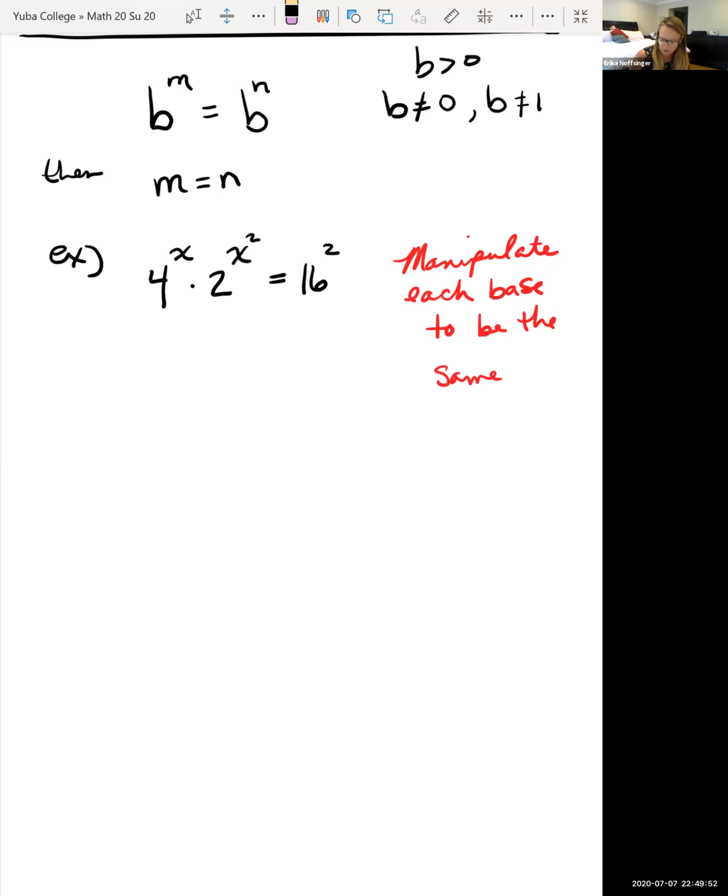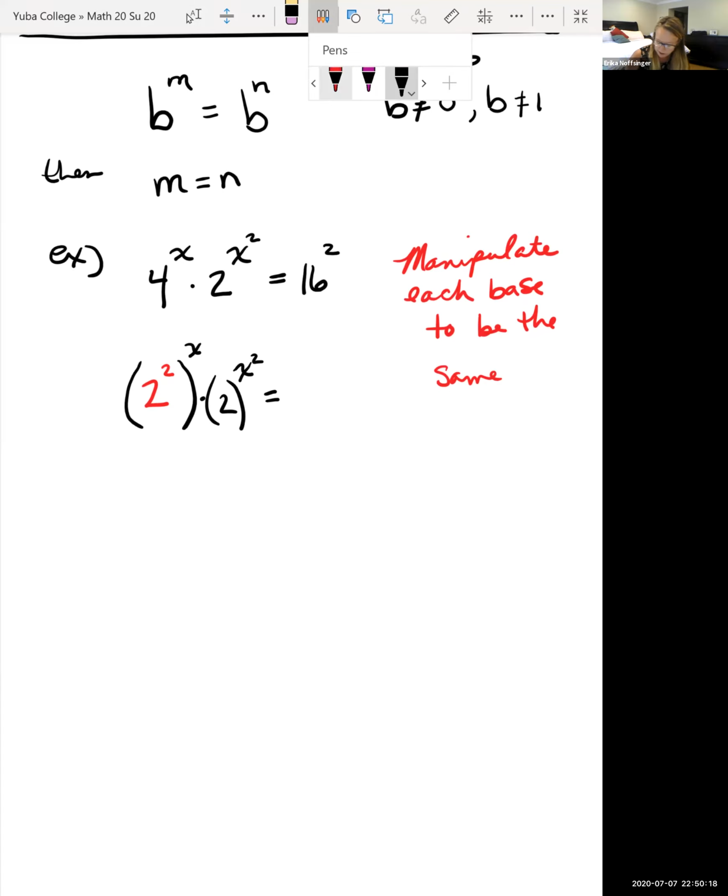Okay, so 4 I know is the same thing as 2 squared, right? So we have 2 squared, which is 4, all raised to the x power, times, well, this is already base 2, and that is all raised to the x squared. This is equal to, and 16 can be rewritten as base 2: 2 times 2 is 4, times 2 is 8, times 2 is 16. So that's 2 to the 4th power, but that 16 is all squared.